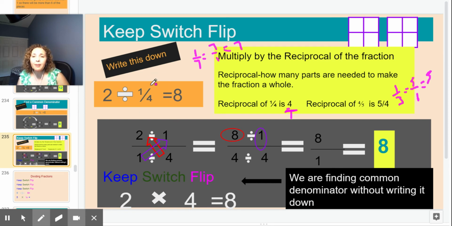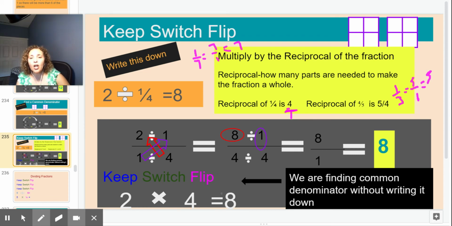And I'm going to flip or find the reciprocal of 1/4. What's the reciprocal of 1/4? 4. Then I just multiply. 2 times 4 is 8. Okay. So we are finding a common denominator without writing it down. So we're skipping all the steps here. We don't have to do all these steps. We just do keep, switch, flip. But that's the logic behind it.